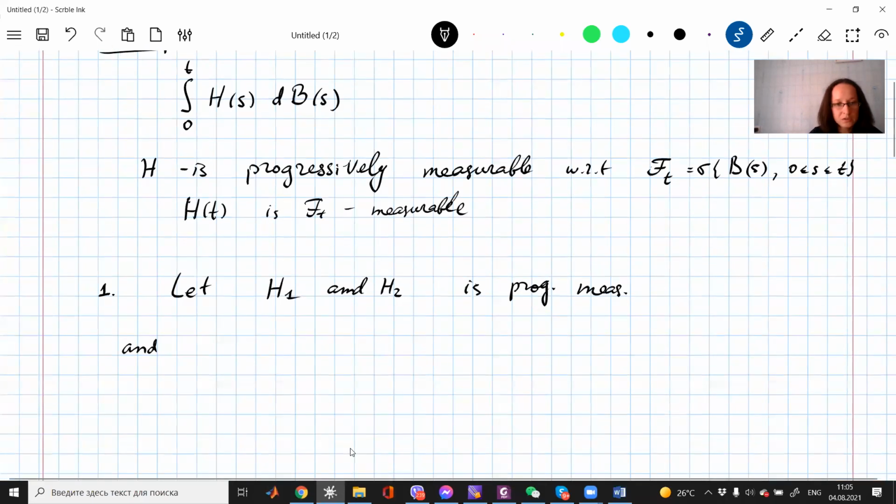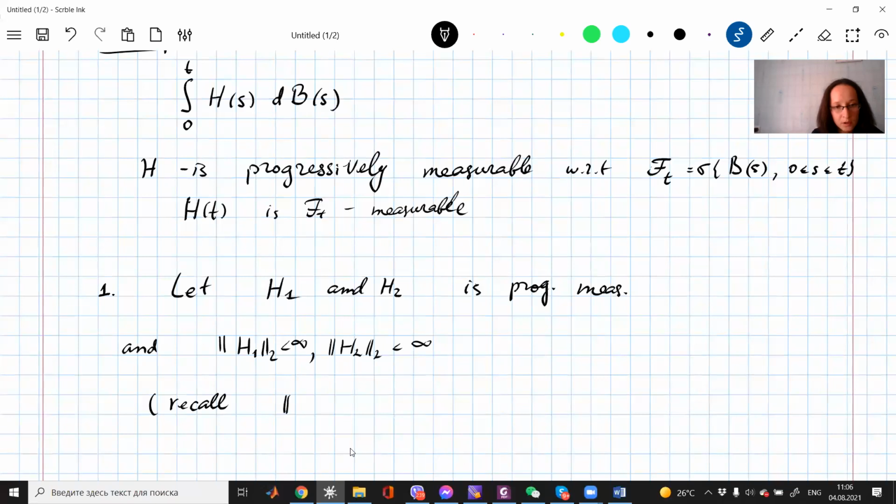And recall that I need to assume that the norms of H1 and H2 are finite, so less than infinity. Now I will recall for you, we defined this norm on the previous lecture, and this is equal to the expectation of the integral on the interval from 0 to t of H squared at s, ds. And here, let me put a square here. So these norms should be finite in order to define this integral.